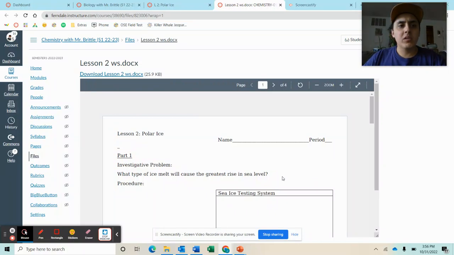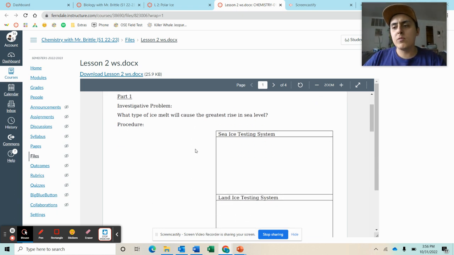All right, so we are looking at how to complete lesson 2, polar ice. So this assignment was when we looked at land ice versus sea ice and which one raised sea levels. And remember, the land ice raised sea levels because that mass of water is not already part of the ocean. So when it melts, that mass is being added to the ocean.